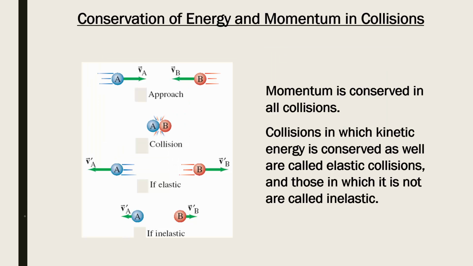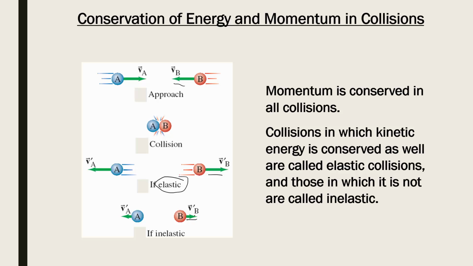Alright, moving on to collisions. We have a couple of definitions for the types of collisions. So two objects approaching each other, they collide. If they bounce back, you'll notice the magnitudes of these velocities are equal before and after the collision. If that happens, then we call that an elastic collision. Sometimes you'll hear it called a perfectly elastic collision, but typically when we say elastic, we mean perfectly elastic.